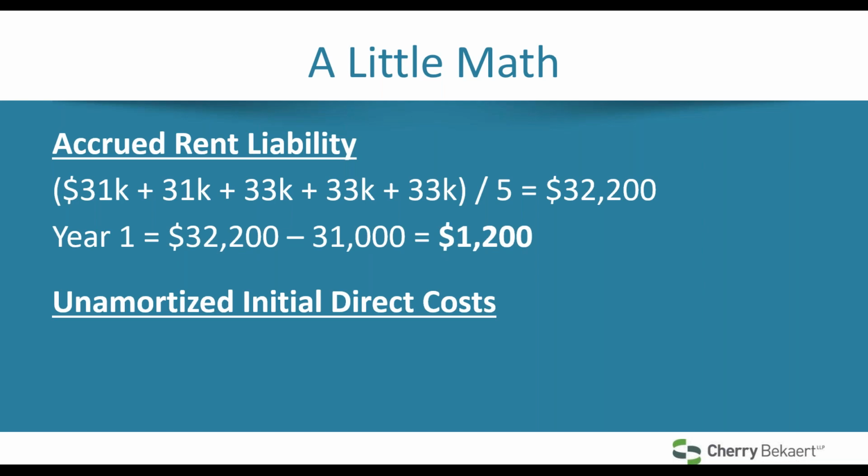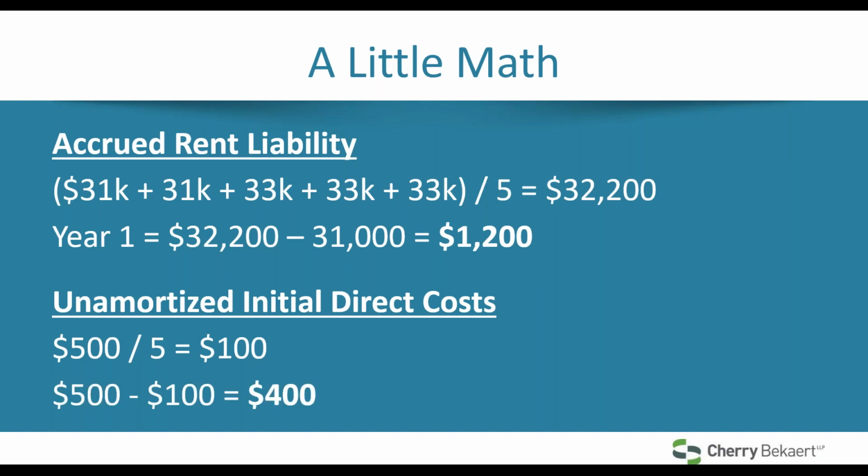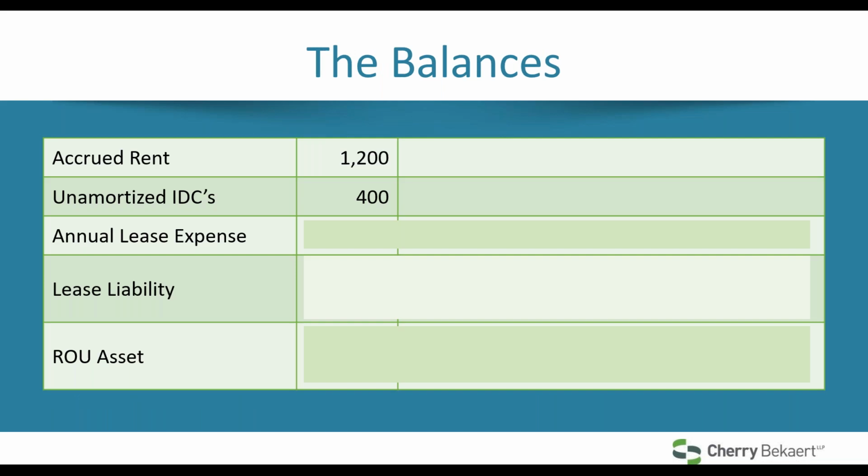We've also got these unamortized initial direct costs. It's a very simple calculation. You had it at the beginning of the lease at $500, and you divide that by the 5 years, and you expense $100 a year. So at the end of 2018 or the beginning of 2019, when we're adopting 842, we've got a remainder of $400 in unamortized initial direct costs. So by going through these balances, we can do a lot more now. We know accrued rent, we know unamortized initial direct costs.